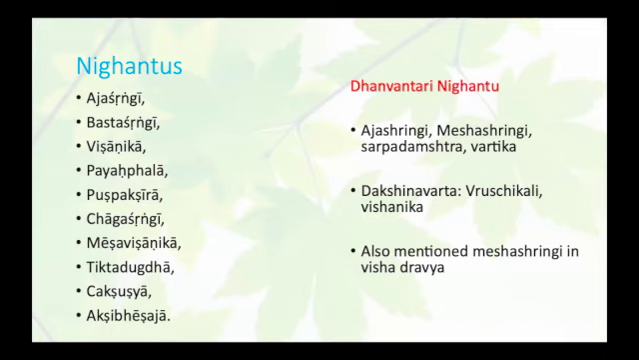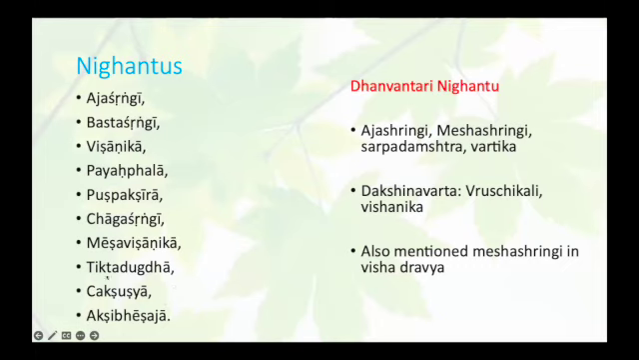Then Vishanika, Payaphala, because the fruits release the latex, that's why it is called Payaphala, or which contains the latex. And Pushpakshira, where even the flowers will have the Kshira. Then Chagashringi, these are all related with the Chaga, Aja, Basta. These all indicate that the appearance of the fruits or any of the parts will be like that of the Shringa. So Mesha Vishanika, Tikta Dugda, because the bitter milk, the bitter latex, we can see.